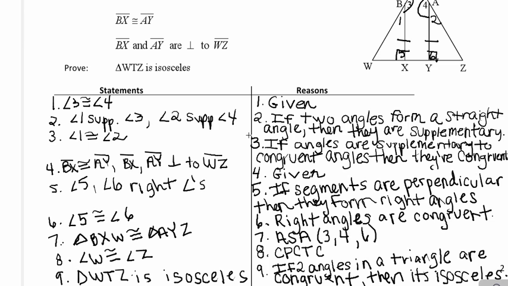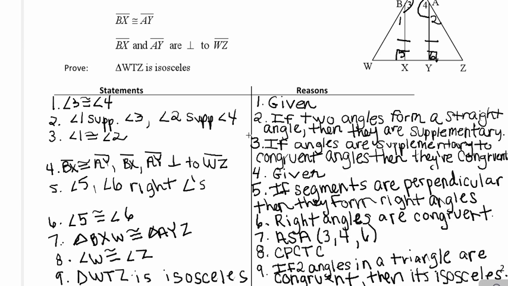Okay, so this proof was a little bit longer, and you did have to prove the two smaller triangles congruent, so there was a review of some theorems from chapter 2 about supplementary angles and angles that are supplementary to congruent angles, also perpendicular meaning right angles.